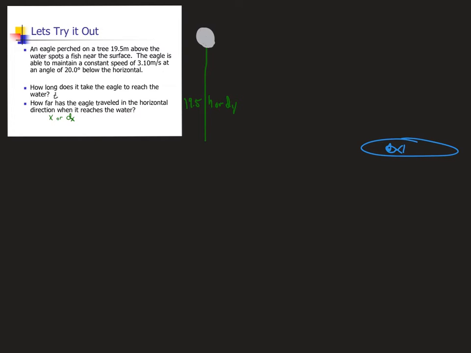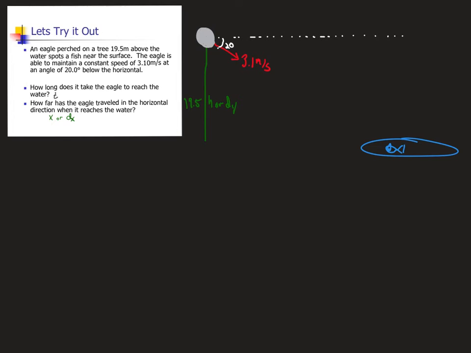Maybe a little more cartoonish fish. With that, we know the velocity of the eagle is 3.1 meters per second, and that it is at a 20-degree angle below the horizontal, which kind of gives us that.